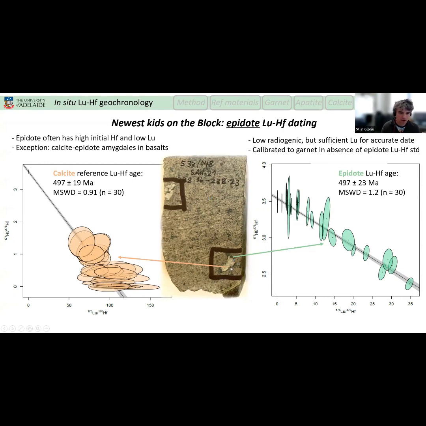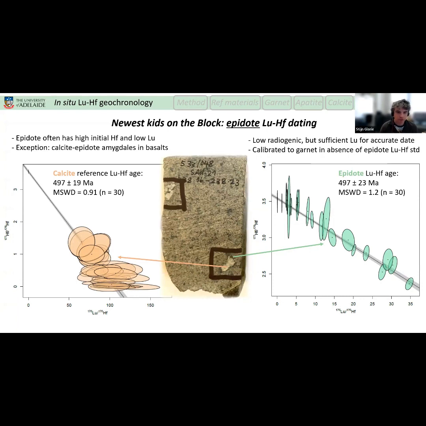We dated the calcite infill with hafnium, and we get an age of 497 plus or minus 19. We dated the epidote rim with hafnium, and we got an age of 497 plus or minus 23 million years. So beautifully matching with each other, which means that, okay, if we've got a mafic rock with vesicles, and these vesicles have been altered to epidotes, which is rather common, we can potentially use that as a way to date mafic rocks in the future.